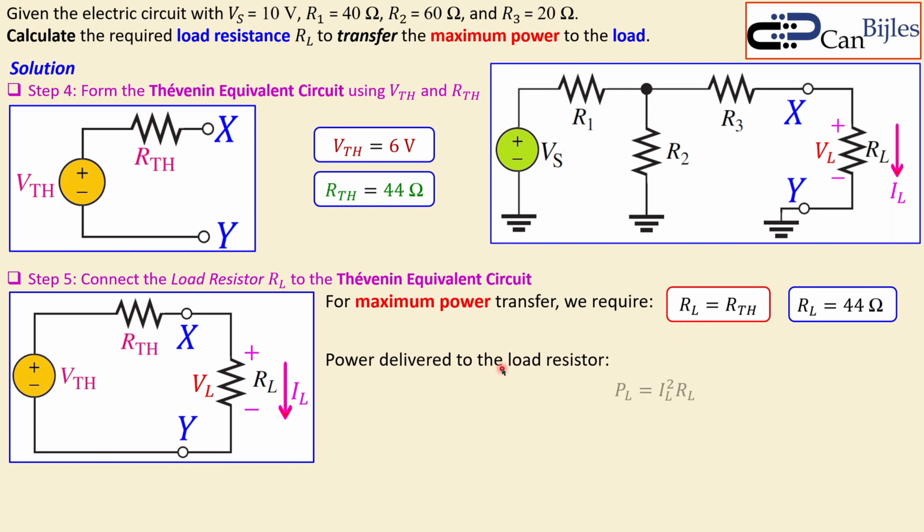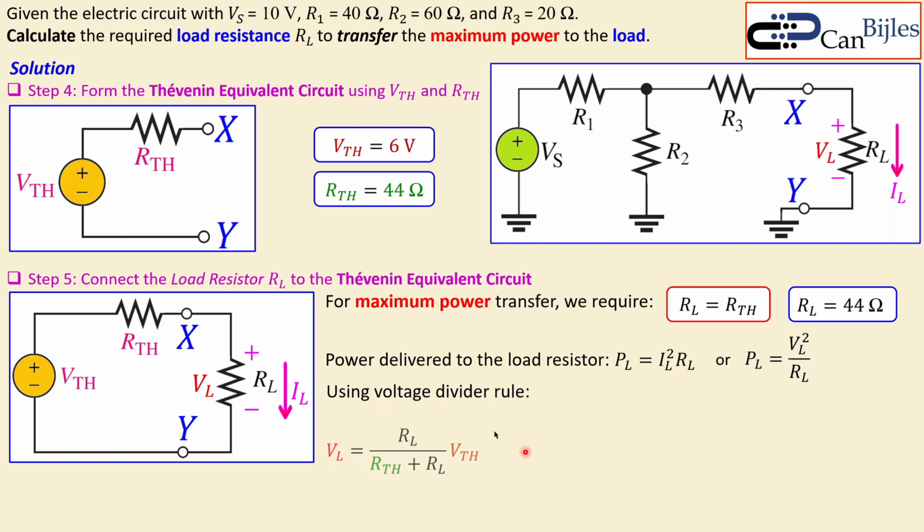Now power relative to the load is given by this expression or by this expression. It doesn't matter which one you use, but using the voltage divider rule, we can say VL is equal to RL over RTH plus RL times VTH. Now 44 over 44 plus 44 times 6 will then be 3 volts. So we see again, it must be 3 volts for that specific situation.